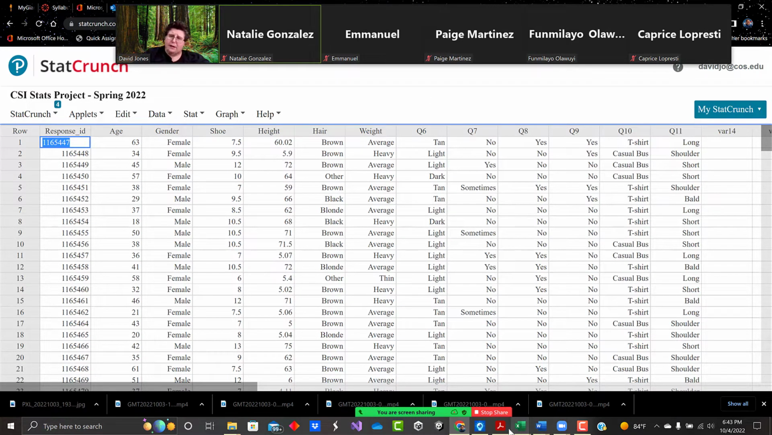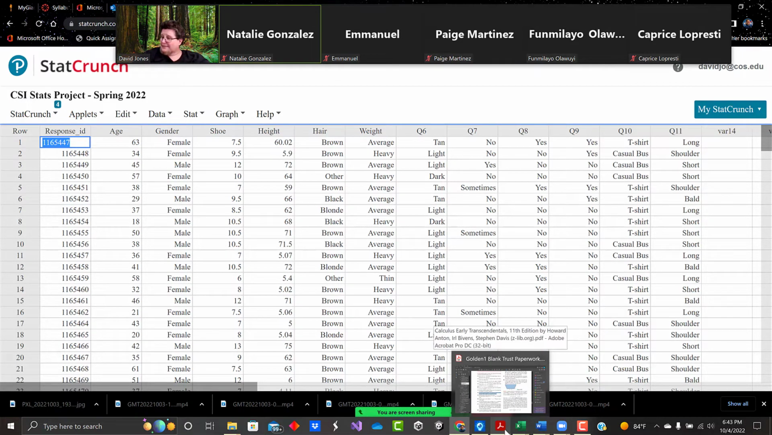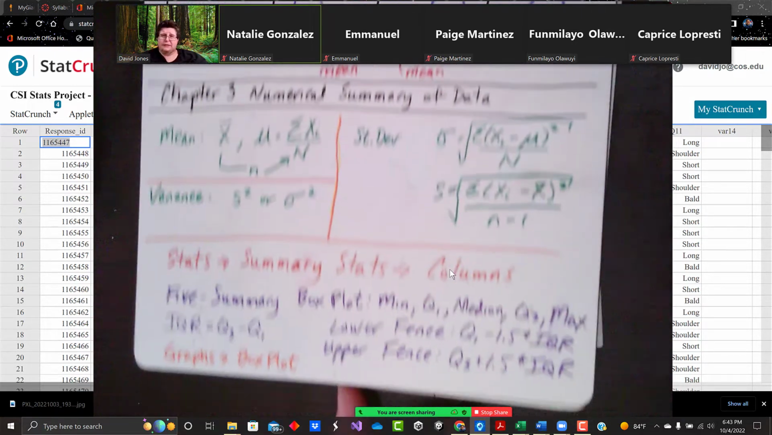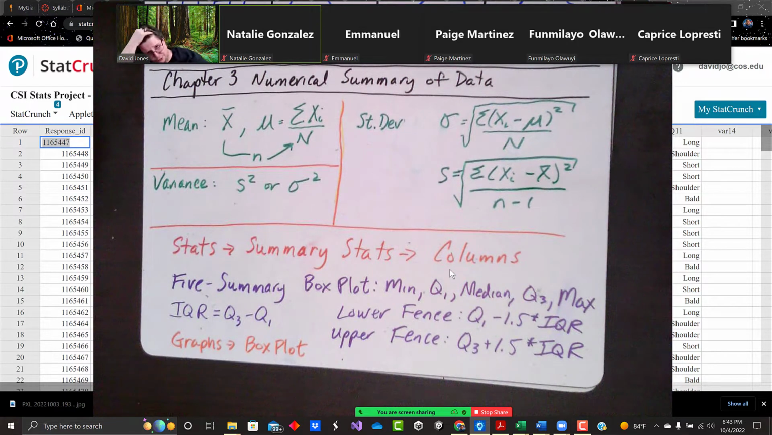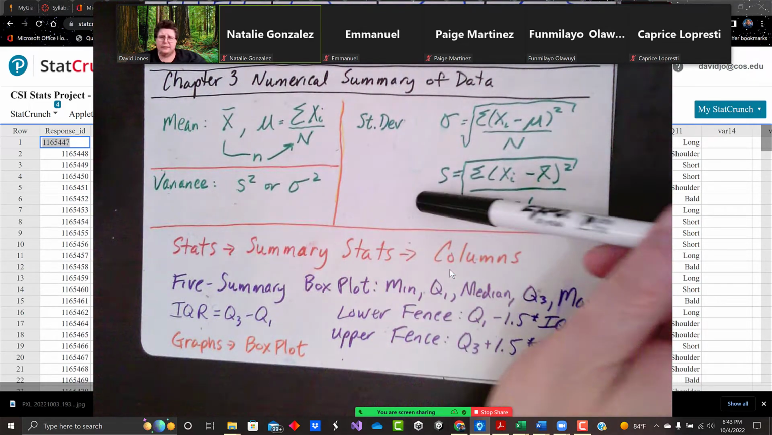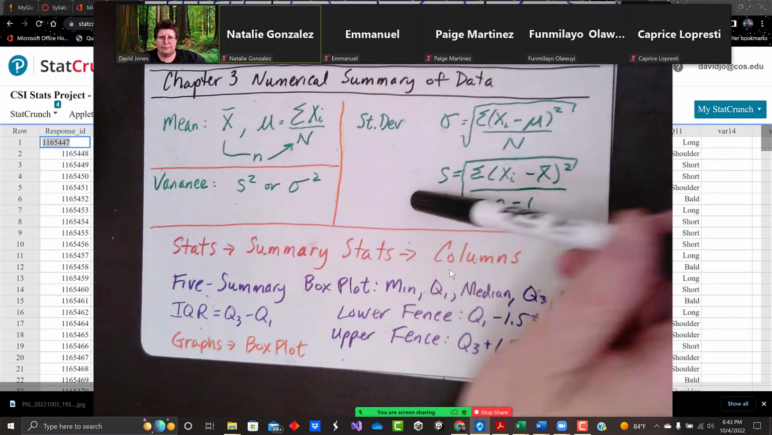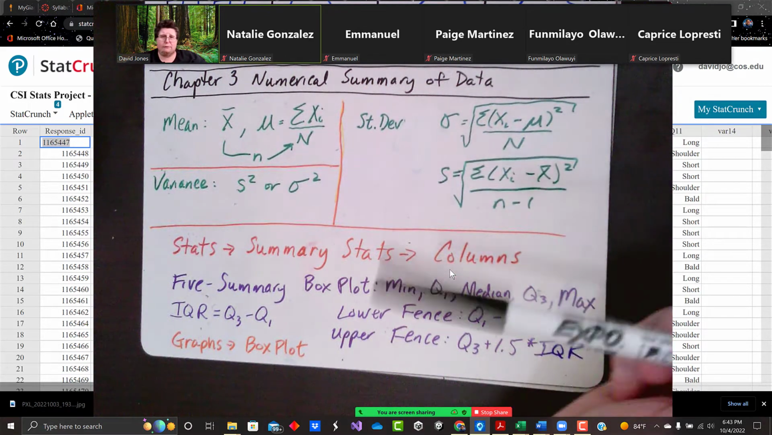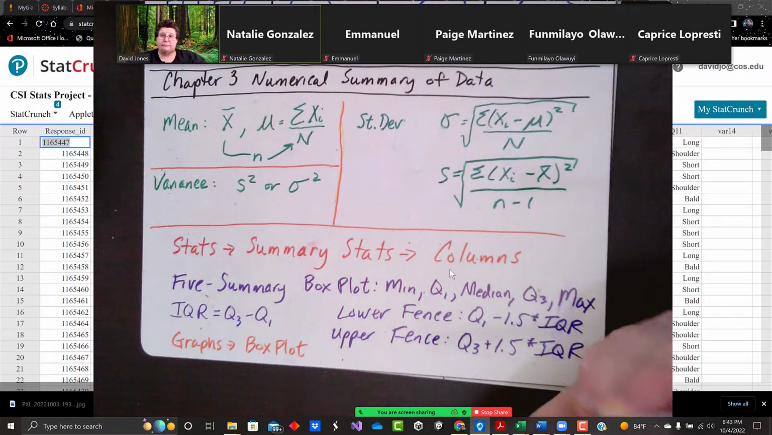Okay. That's some reminders of how to get that stuff and access it. Then we had numerical summary of data. In this section, we learned about the mean and the standard deviation and variance. Remember when we have English letters like X bar and S, these represent samples. And when we have Greek letters like mu and sigma, they represent populations.